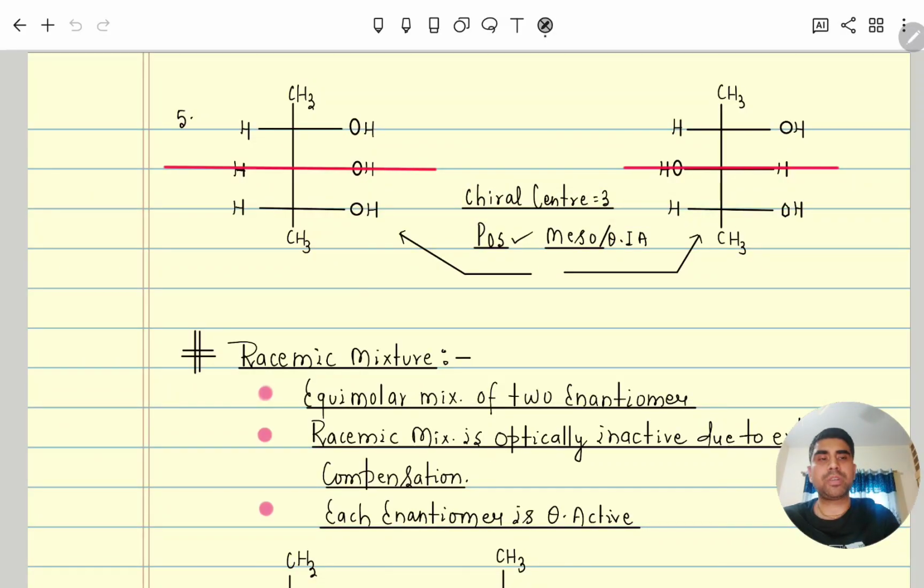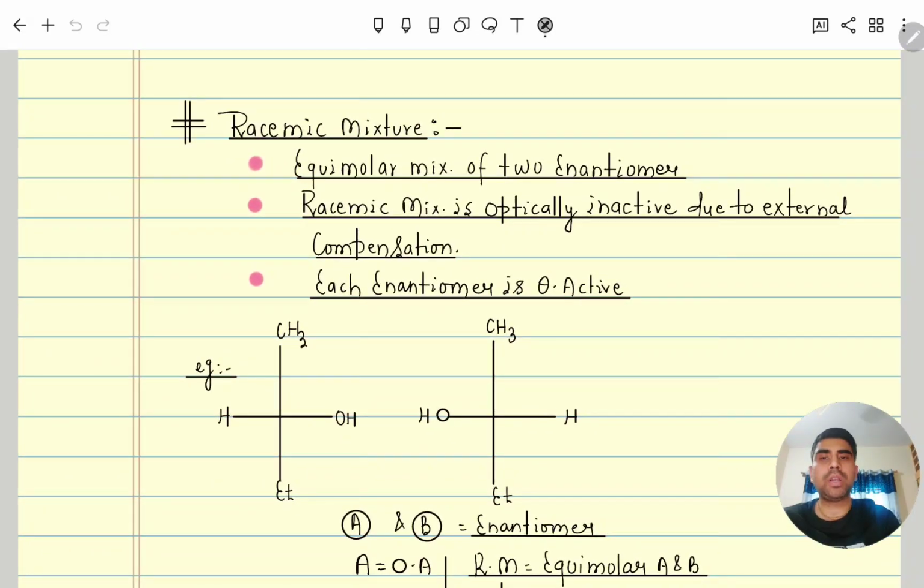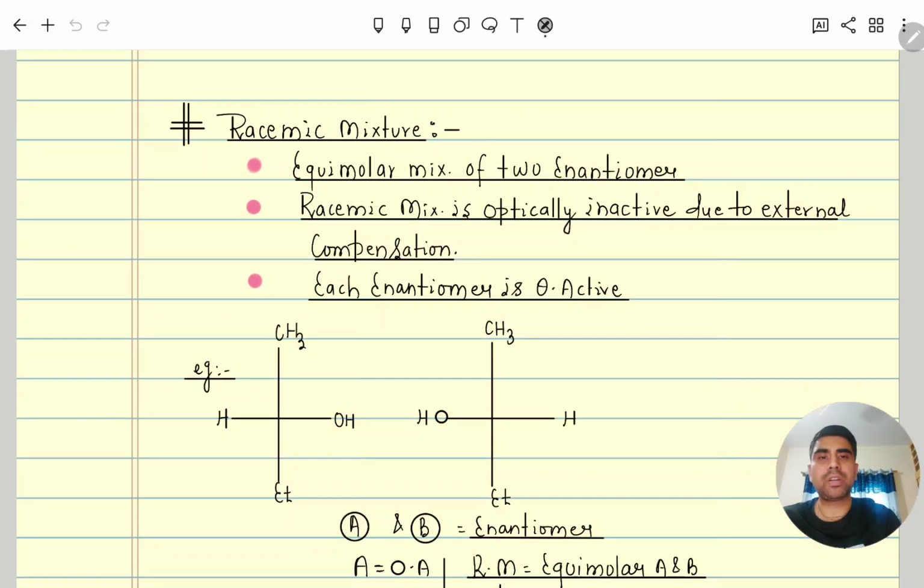Now coming to racemic mixture. Enantiomeric pairs are called racemic mixtures if they are equimolar. So an equimolar mixture of 2 enantiomers is called a racemic mixture. An enantiomeric mixture is always optically inactive due to external compensation, meaning if one is rotating clockwise, the other will rotate anti-clockwise. Overall that mixture will be optically inactive.